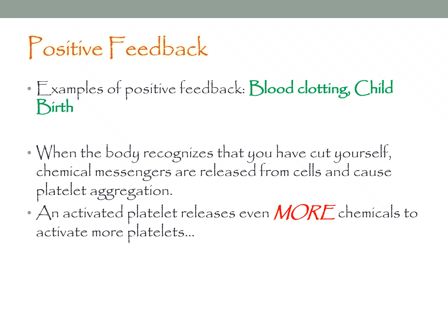Blood clotting and childbirth are two examples of positive feedback loops within the body. Take a second and see if you can understand why these are positive feedback loops. So when we're bleeding, platelets immediately aggregate, which then precipitates the entire clotting cascade. And the body will continue this cascade until the bleeding stops.